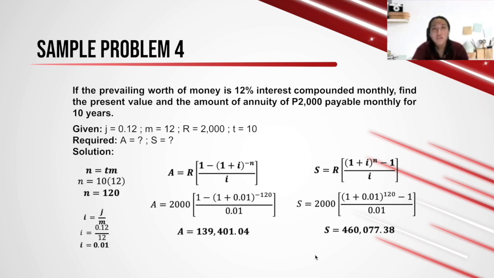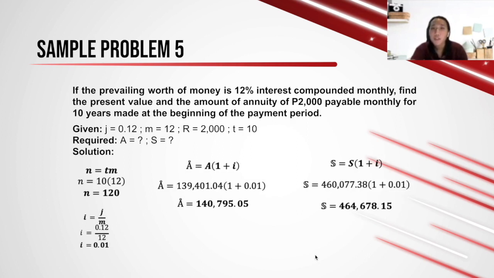So inputting the values, we get A is equal to 139,401.04. The present value of the annuity is 139,401.04. Now we solve for the future value S. Inputting the values, we get S is equal to 460,077.38, and the future value of this ordinary annuity is 460,077.38. Now, we can use the same problem, but we can change the equal payments to the start of the period, which makes it an annuity due.